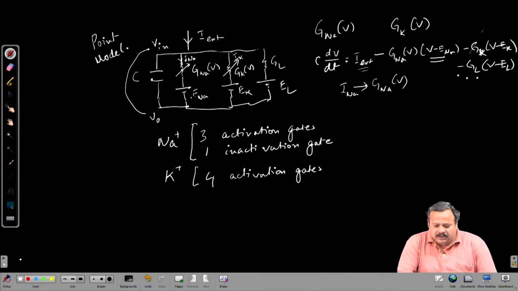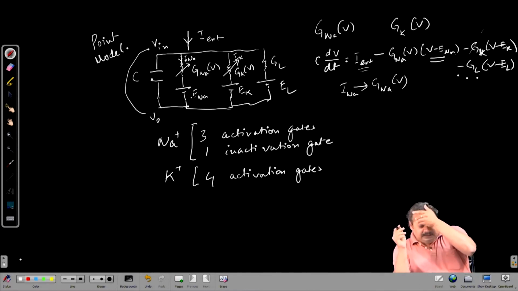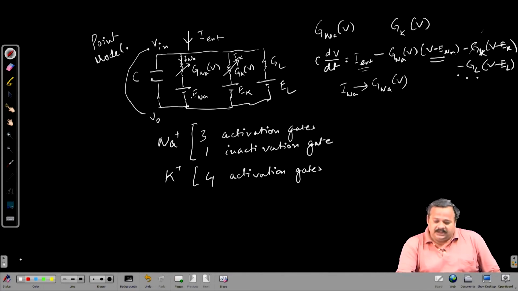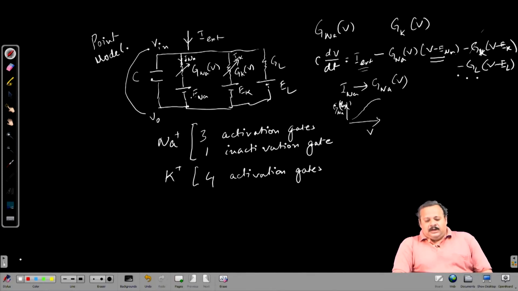As we mentioned, for the activation gates, as voltage increases, the peak value of the conductance increases. So, this is the GNA peak at that particular voltage, as we saw last time. Similarly, for the inactivation gate, it is the opposite: with increasing voltage, it has to come down.